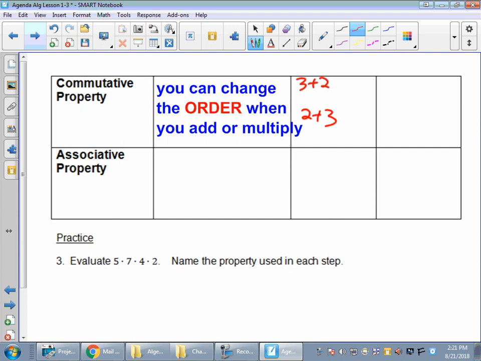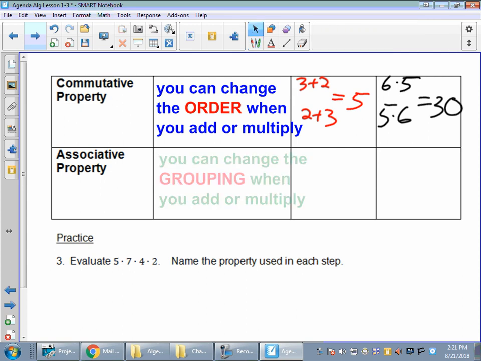In both cases, you're going to get an answer of 5. So you can change the order around with addition, and it doesn't make a difference. Same thing with multiplication. If you took 2 different numbers here, let's say 6 times 5, and we changed the order, 5 times 6, it doesn't really matter what order you put those in, 6 times 5 or 5 times 6, either way, you get 30. So you can change the order with the commutative property.